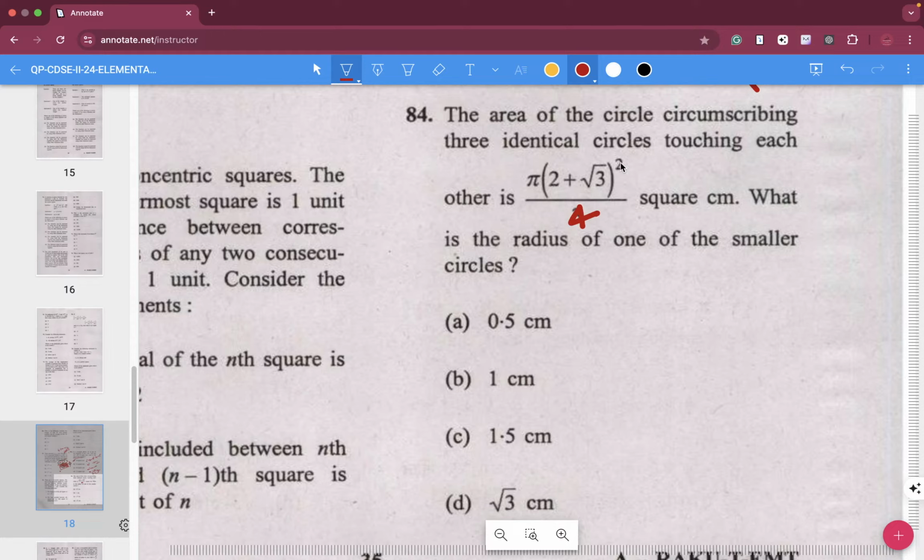What do you guys think about this? The area of the circle circumscribing 3 identical circles. So the area of the circle circumscribing 3 identical circles.